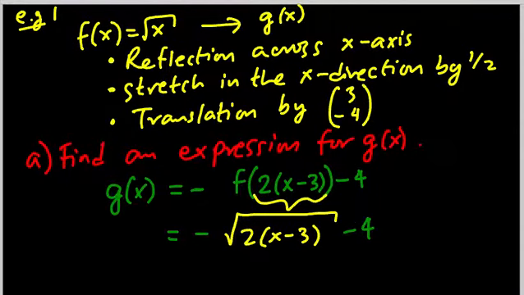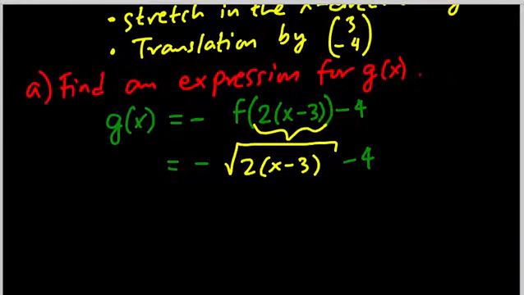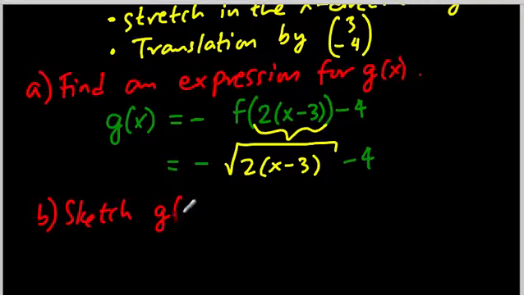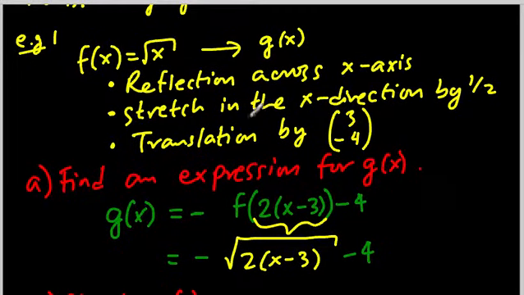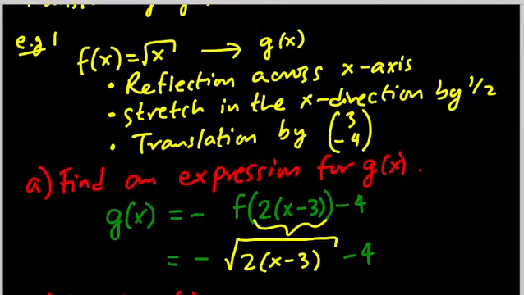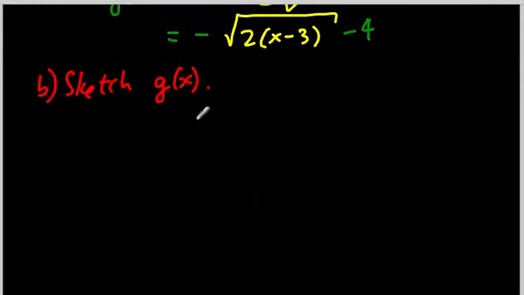Next, the next question is to sketch g of x. Since g of x is simply a transformation of the parent function, which is square root of x, we can pretty much read right off the bat what the transformations are. In fact, since we're given the transformations, the reflection across and all that, we can use this to help determine what the function will look like. So let's start off here.